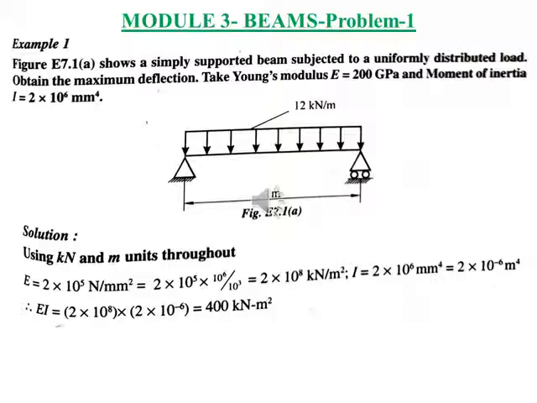Okay. So next, I is 2 into 10 power 6 mm to the power 4. So I am converting it into meters. 2 into 10 power 6 mm to the power 4 is nothing but 2 into 10 power minus 6 meter to the power 4. So E into I, the modulus of elasticity into I, will give me 400 kilonewton meter square.